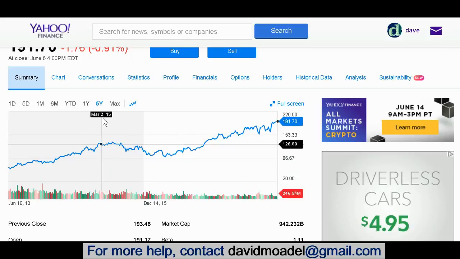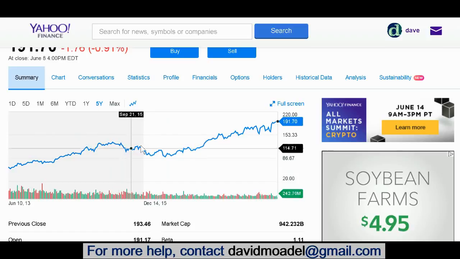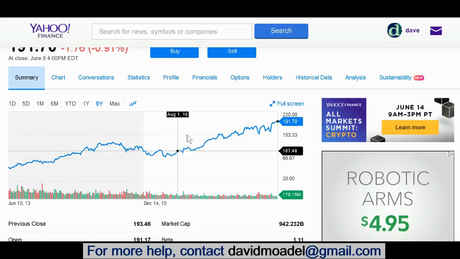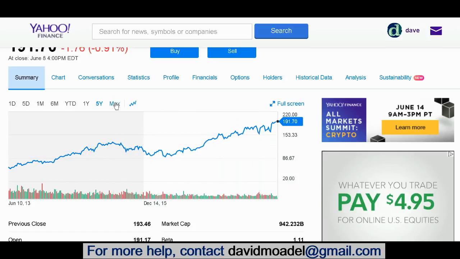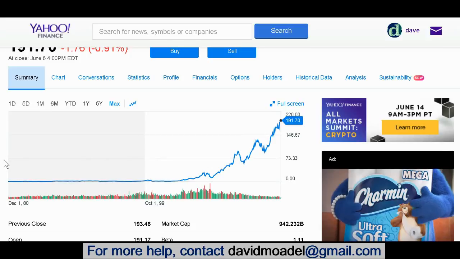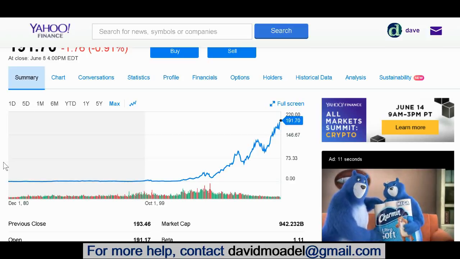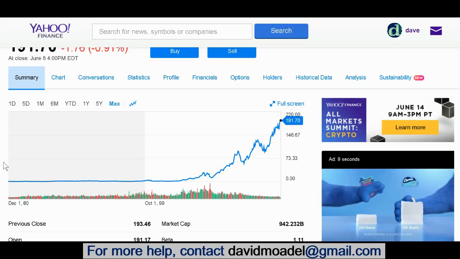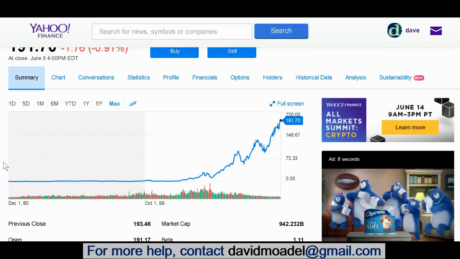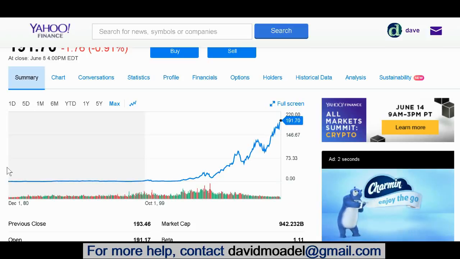5 years gives you a very long-term time frame. Okay, and you can see there was a rough patch here, but over time Apple stock did go up. And then Max goes all the way back to the 1980s, back to 1980 actually. Now it's possible for a company to exist before the stock exists. Companies don't always put out a stock immediately, and that's called an IPO, initial public offering, when a company starts to offer shares of stock that people can buy and sell.